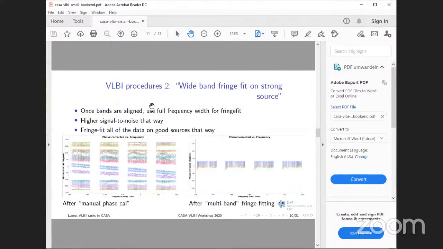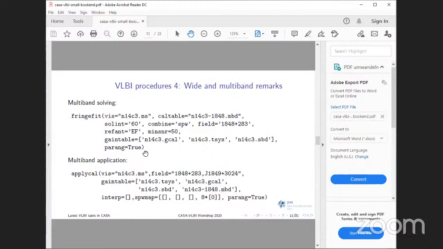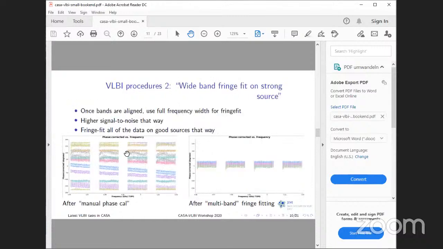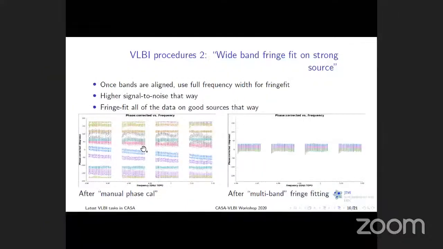Slide 11 doesn't have any plots on my screen. So are we talking about these two? I'm still sharing the screen, right? Yes, you are. So we're talking about this slide? Yes, I suppose so. Okay.